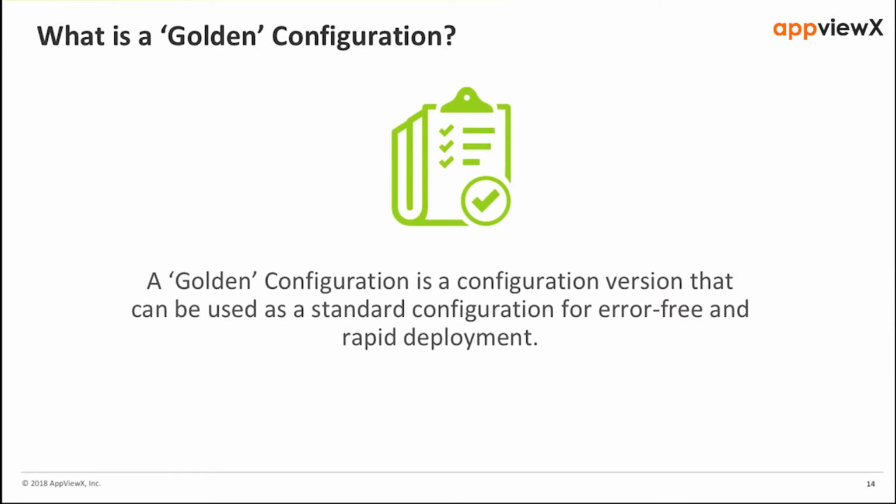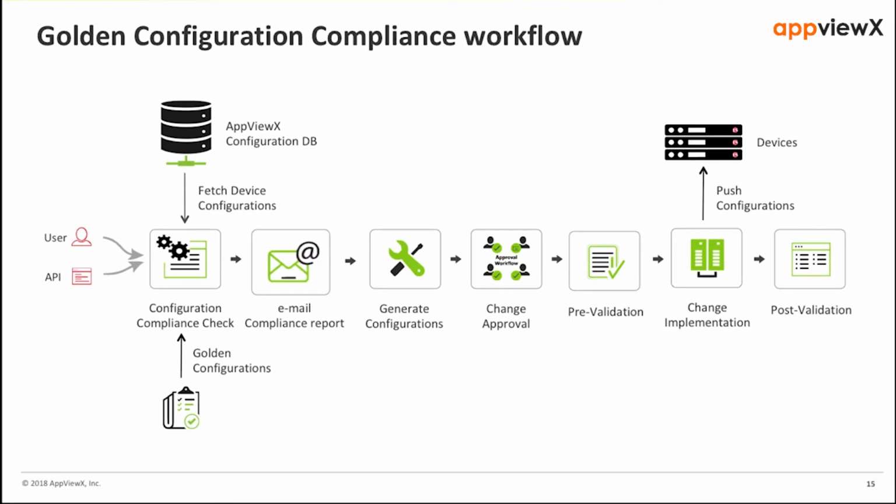I'll be using the term golden configuration. So golden configuration is a configuration version that can be used as a standard configuration for error-free and rapid deployment. So let's see how our golden configuration compliance workflow actually works. So we'll have a demo on this. So just let me explain like how this workflow is supposed to work, and we will see it in action.